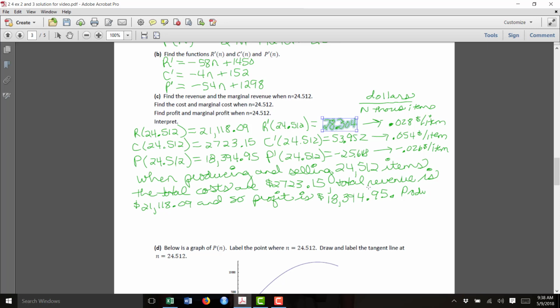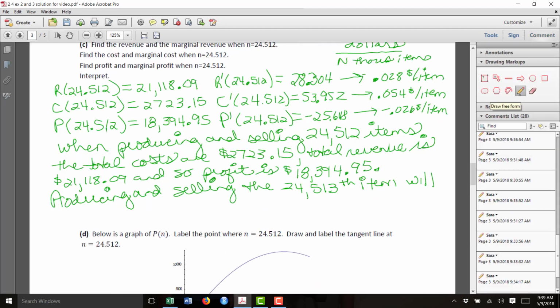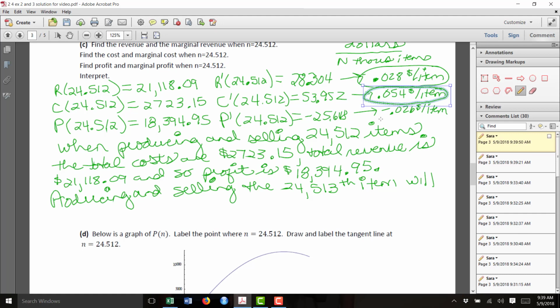So that would be the 24,513th item. That will increase revenue by about 3 cents, so 2.8 cents. That will increase costs by about 5 cents, 5.4 cents. Notice the costs went up more than the revenue went up. Therefore, the profit actually goes down. They're going to bring in less money than they actually have to spend on that next item. So profit goes down.